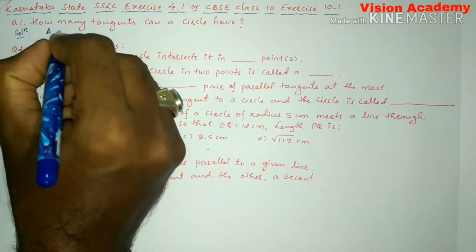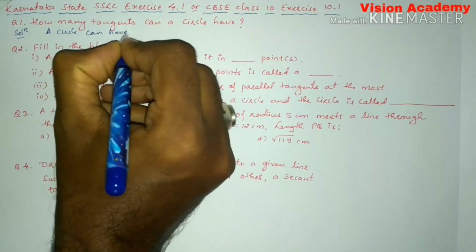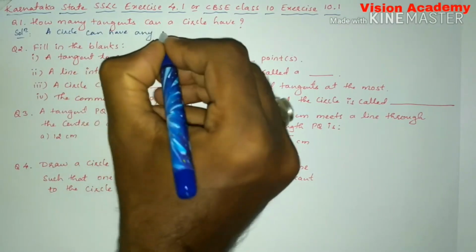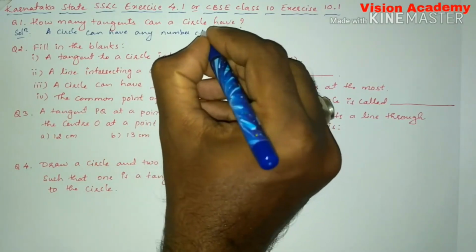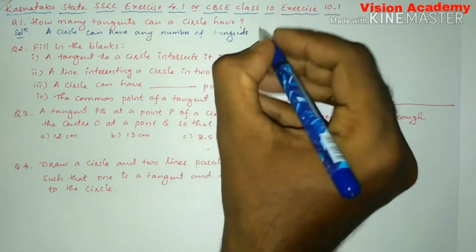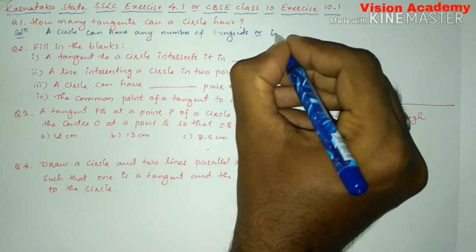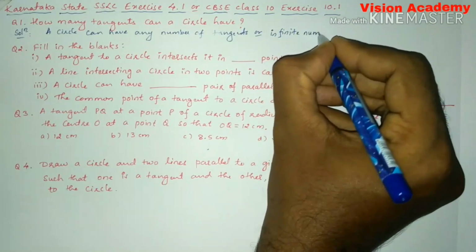A circle can have any number of tangents, or we can write infinite number of tangents.